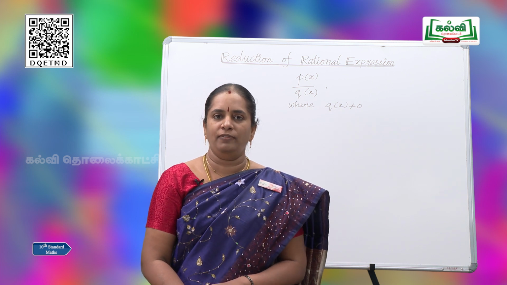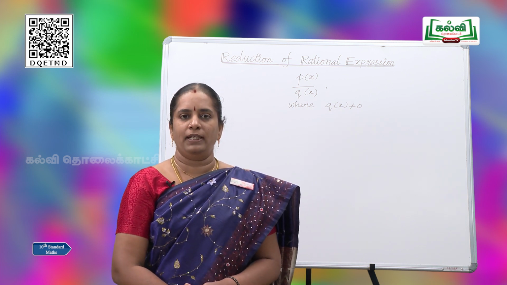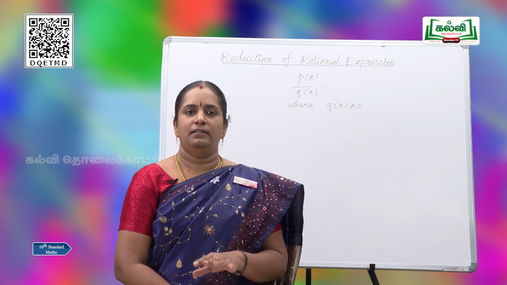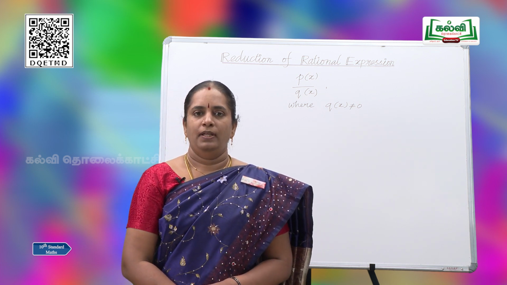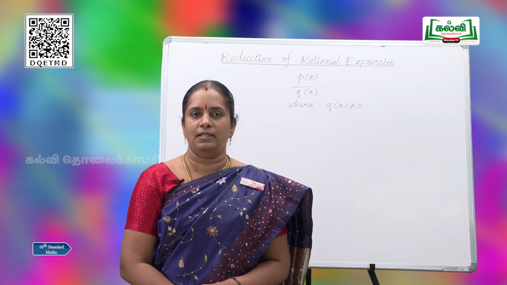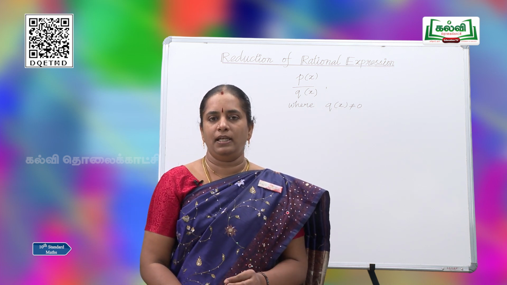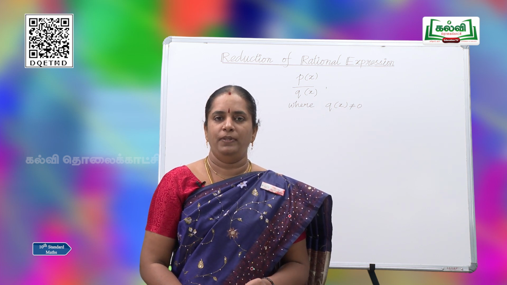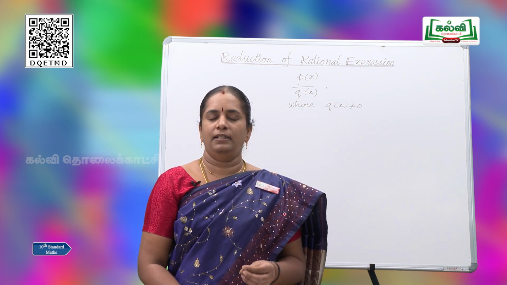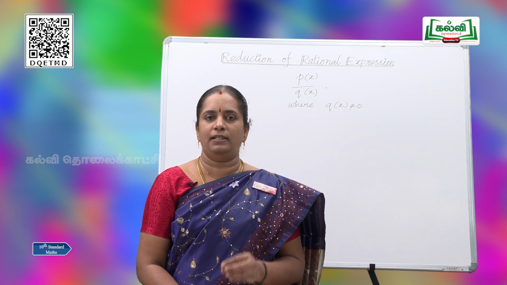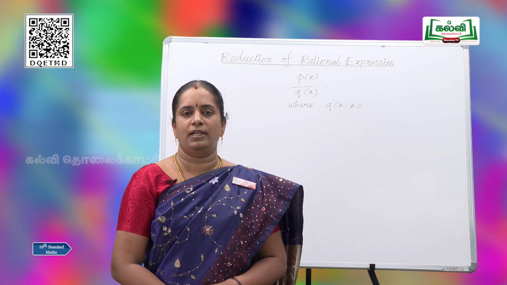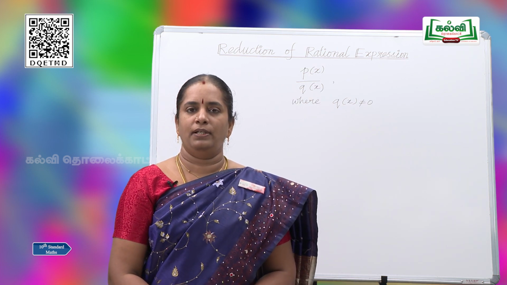If there is a common factor in the numerator and in the denominator, we can cancel it and write the lowest form. If there is no common factor, that is, if the GCD of p of x and q of x is equal to 1, then we say that the rational expression is already in the reduced form. Okay. Now, let us go and do the sums which are given in the exercise 3.4.